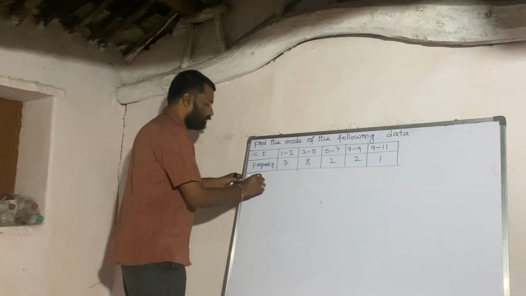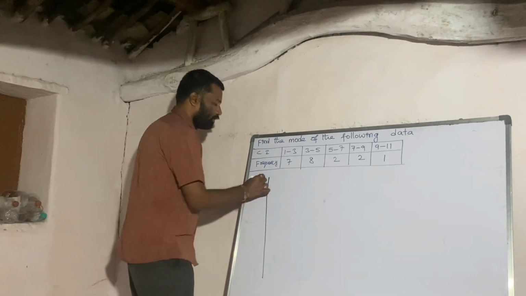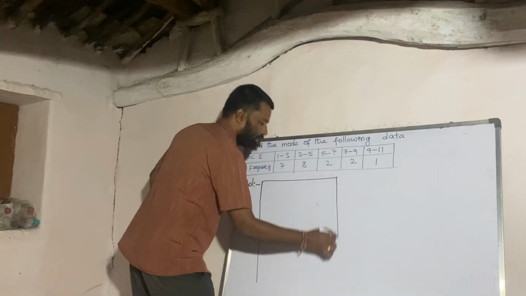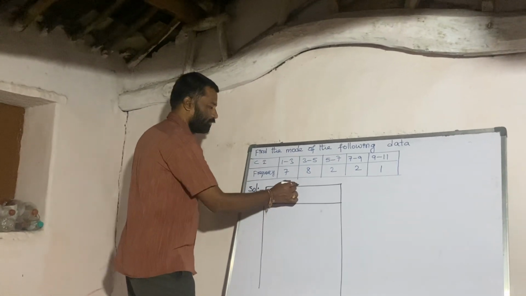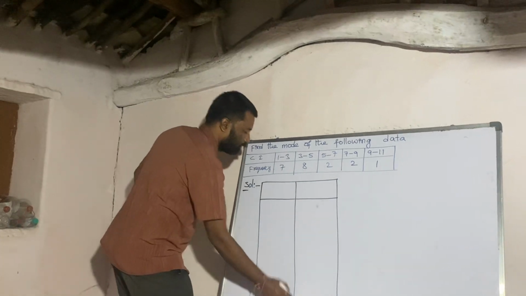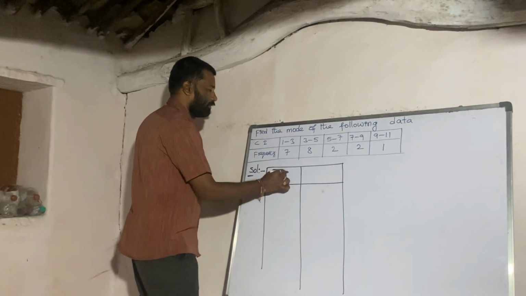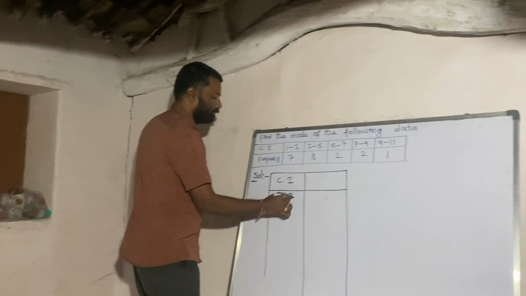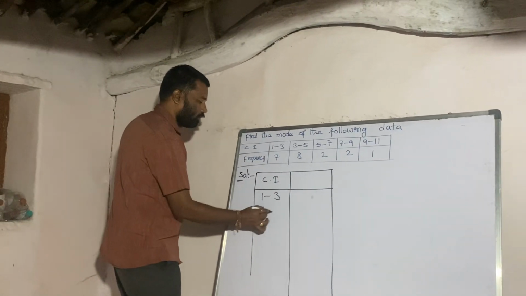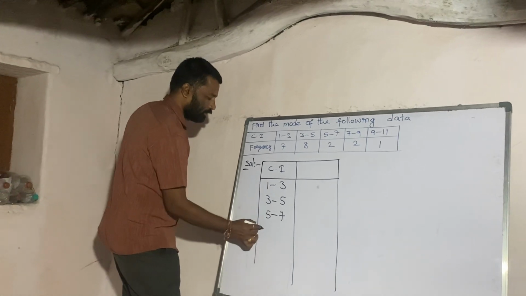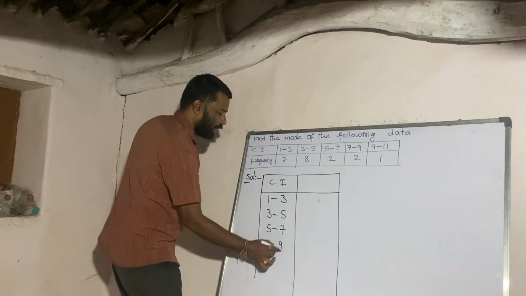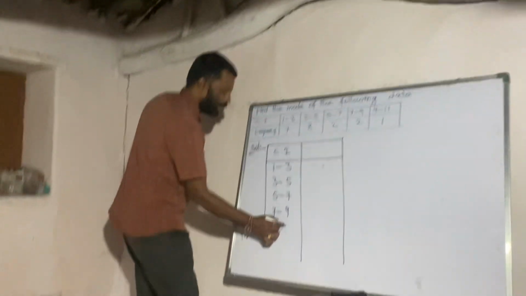In the solution, we are writing these two rows as two columns. First one, class interval: 1 to 3, 3 to 5, 5 to 7, 7 to 9, 9 to 11.